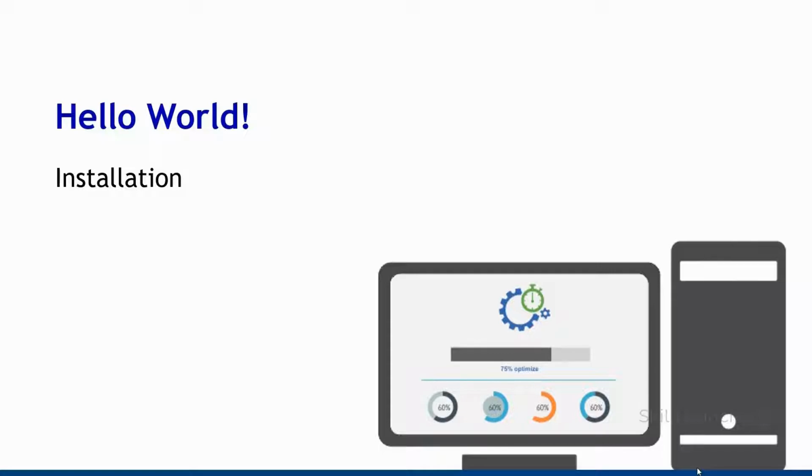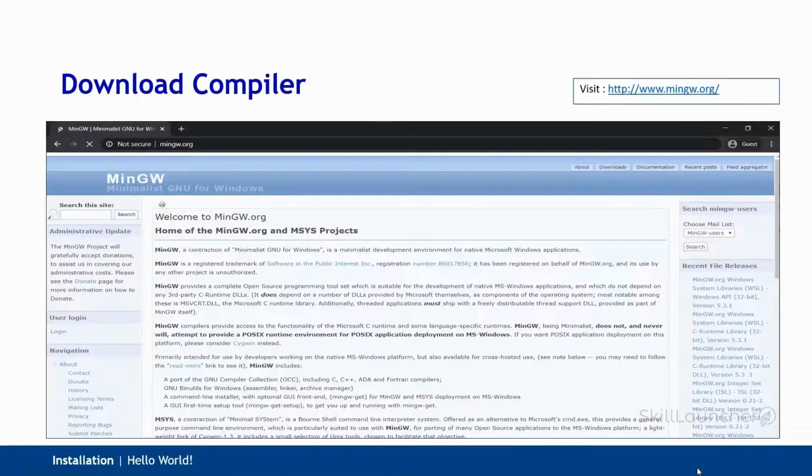Now in this lesson, we will be learning how to install a compiler and IDE which we will be using for programming. So let us start with downloading the compiler first. www.mingw.org is the official website through which we will be downloading our G++ and GCC compiler.